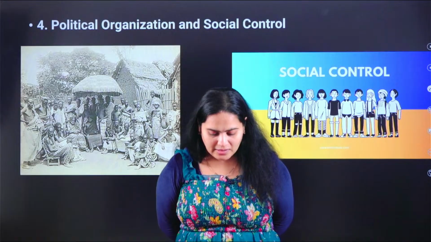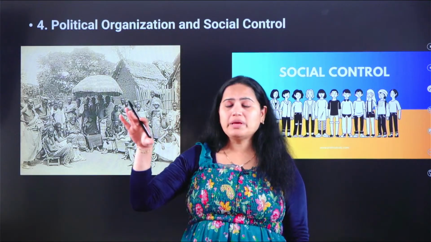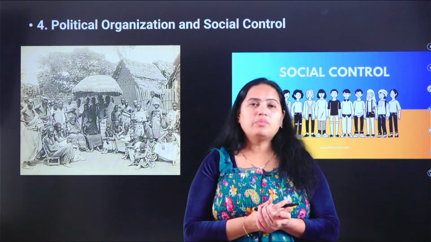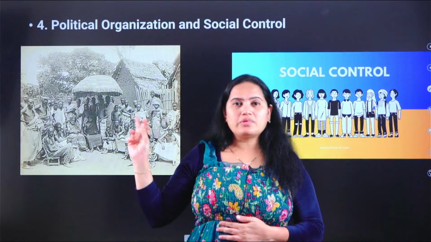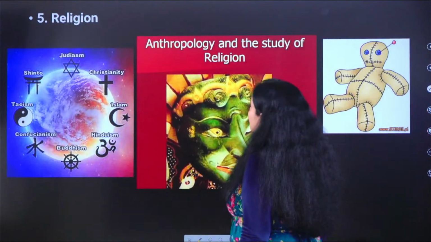So when society is existing, there should be some order. That order should be capable enough of controlling or bringing some social order in that particular society. So then comes the social organization. And next we will understand about religion.